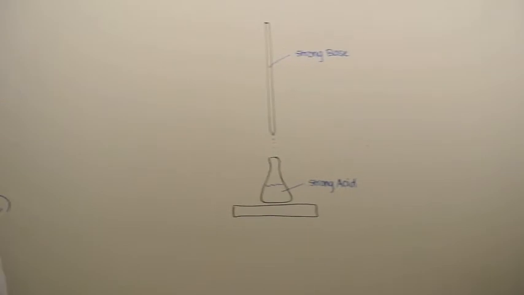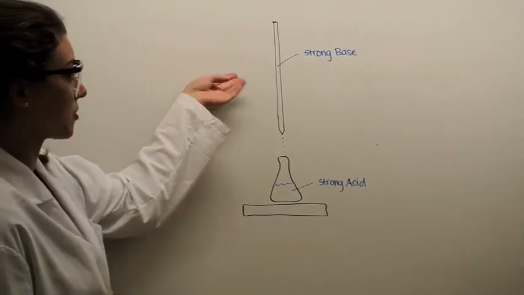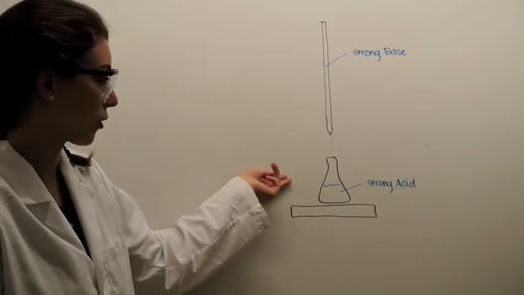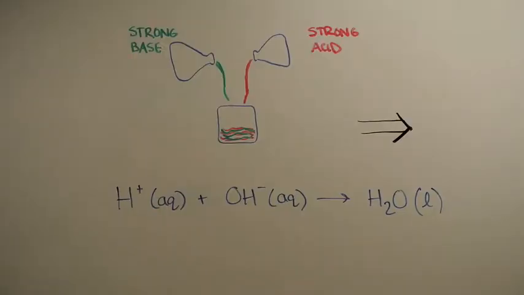For the purpose of this experiment, we have the known concentration as the strong base, which is in the burette, and the unknown concentration as the strong acid in the Erlenmeyer flask, but these can be switched if you would like. For a strong acid, strong base titration problem, when you add them together, this is their net ionic equation.